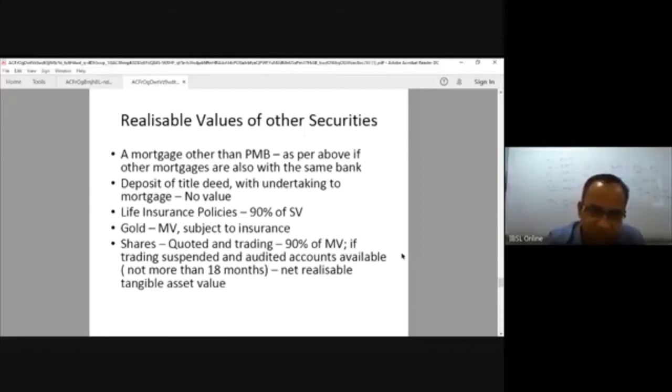Life insurance policies, you take 90% of the surrender value, and look at the 90% of the surrender value as the realizable value. Gold is market value, subject to insurance. Quoted shares, 90% of the market value. So these are central bank quoted figures. If trading is suspended, and audited accounts are available, net realizable tangible asset value can be taken for the shares.